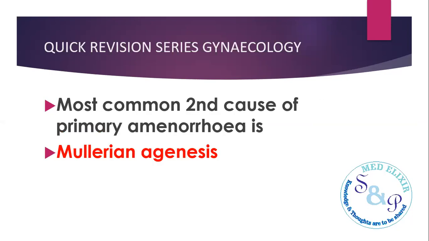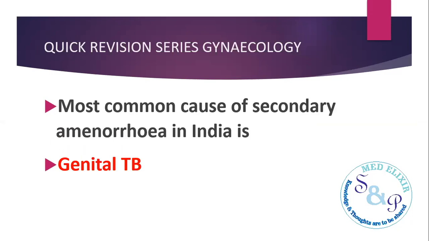Most common second cause of primary amenorrhea is Mullerian agenesis. The most common cause of secondary amenorrhea in India is genital tuberculosis. We repeat again, the most common cause of secondary amenorrhea in India is genital tuberculosis.